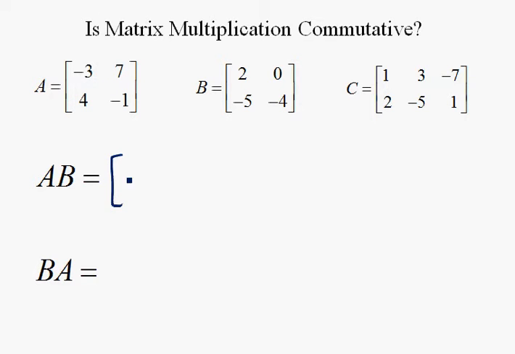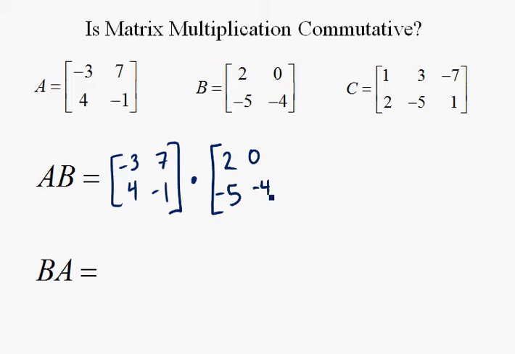Matrix A is -3, 7, 4, -1. And matrix B is 2, 0, -5, -4. In order to multiply these matrices together, I need to look at the first row of matrix A and the first column of matrix B.